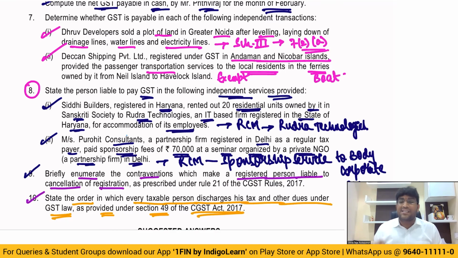73-74 is what you will learn in detail in CA Final. Anyways, 73 is for cases other than fraud, misstatement, suppression. 74 is for cases which talk about fraud, misstatement and suppression. So ultimately, what is the order to pay the amount? Number 1, self-assessed tax and other dues pertaining to the previous tax period. Number 2, self-assessed tax and other dues pertaining to the current tax period. Finally, any other amount or demand payable under section 73 or 74. So first finish off old dues, then pay current dues, then pay the balance demand or any other amount payable. That is the order in which a taxable person is required to discharge the dues.